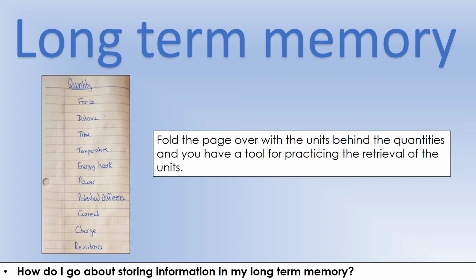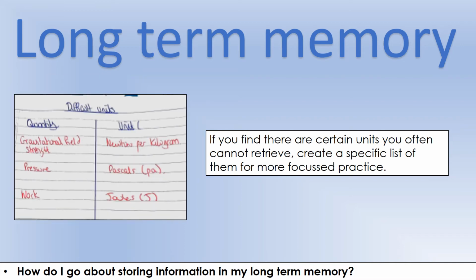Then on the next page, I keep a list of the ones that I'm struggling to retrieve. So I've got gravitational field strength. Oh no, I don't know this, and I've had to look. So I've collected a list for myself of the ones I'm finding difficult. I've tried several times, but I'm still not remembering those. Okay, so that gives you something to focus on.